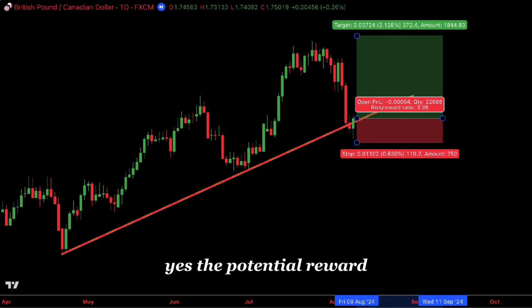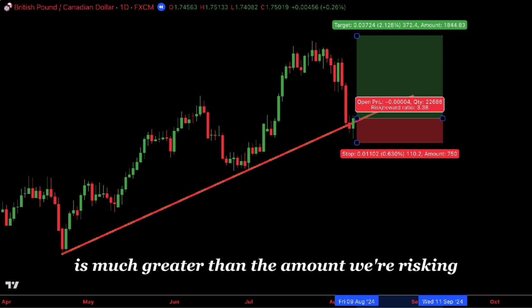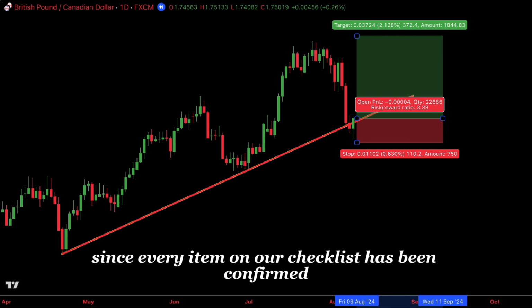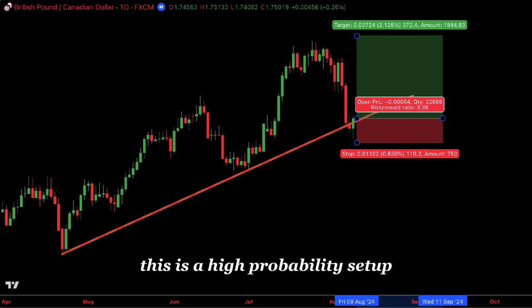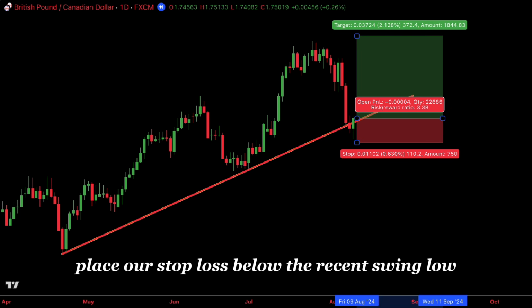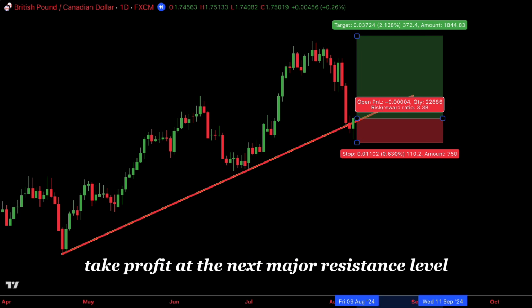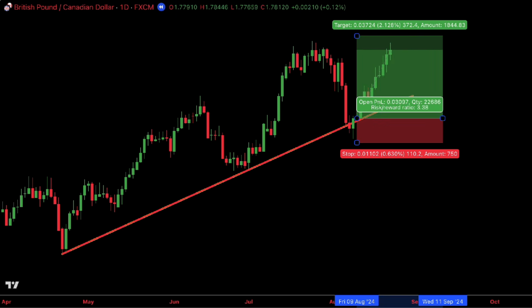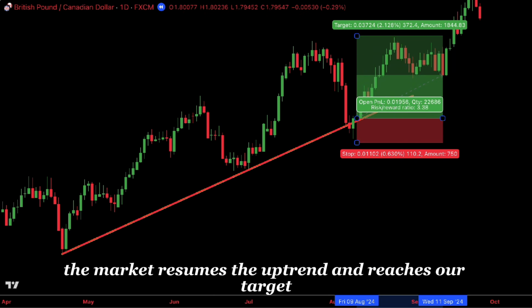Yes. The potential reward is much greater than the amount we're risking, giving us a favorable risk-to-reward ratio. Since every item on our checklist has been confirmed, this is a high probability setup. We enter the trade at the close of the bullish engulfing candle, place our stop loss below the recent swing low, and set our take profit at the next major resistance level. Now look at what happens. As you can see, the market resumes the uptrend and reaches our target.